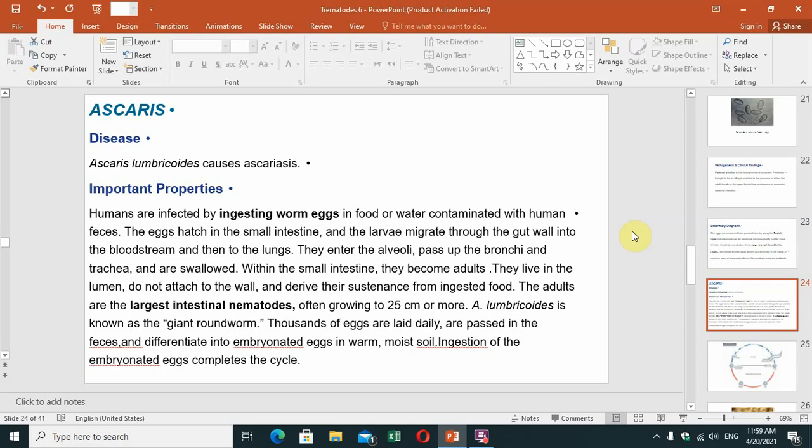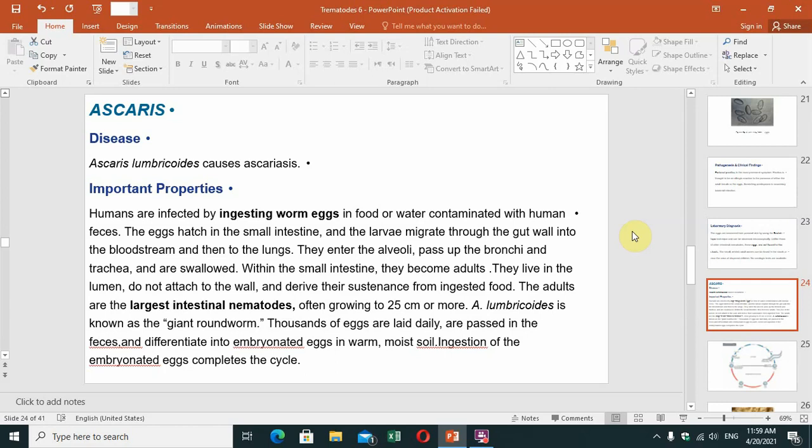Within the small intestine, they become adults. They live in the lumen, don't attach to the wall, and derive their sustenance from ingested food. The adults are the largest intestinal nematode, often growing to 25 centimeters or more. Ascaris lumbricoides is known as the giant roundworm.